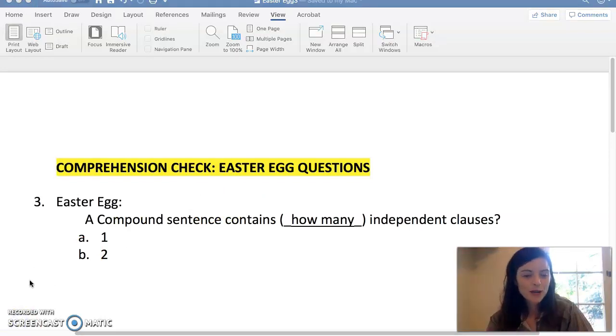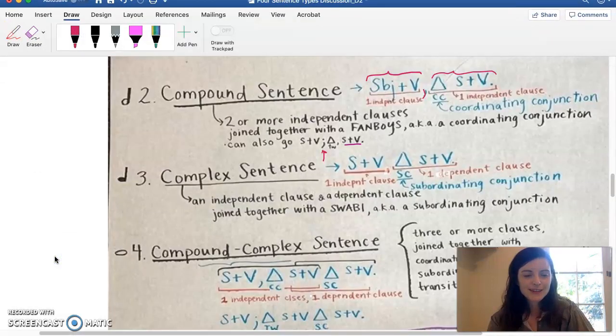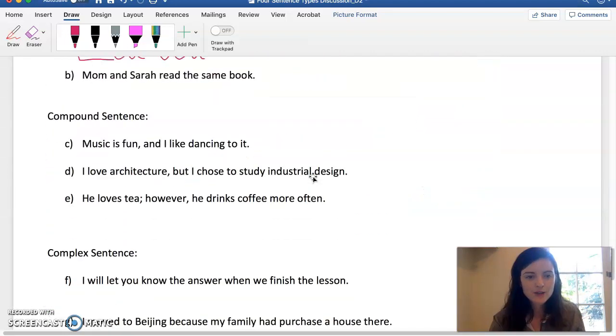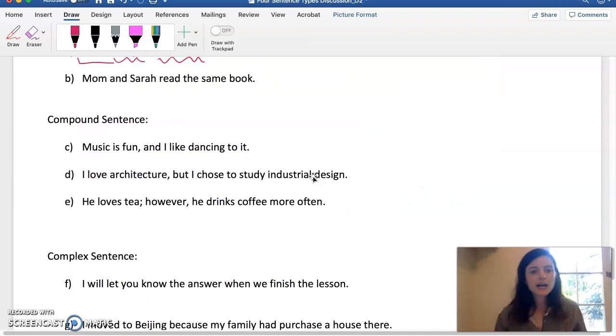All right, I hope you were able to come up with a solid solution for this Easter egg question. I do want to look at a couple examples of compound sentences, so I'm just going to scroll down to our examples here, looking at a couple of them. Letter C, music is fun, and I like dancing to it. We got the subject is music, the verb is. That is my first independent clause. Again, independent clause means it can stand on its own as a sentence.